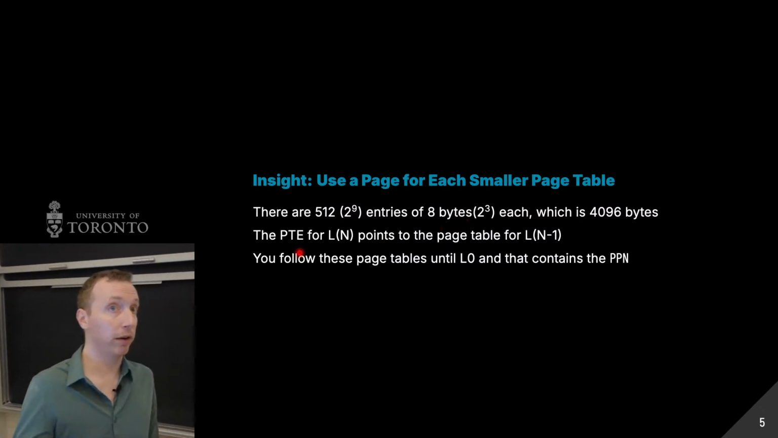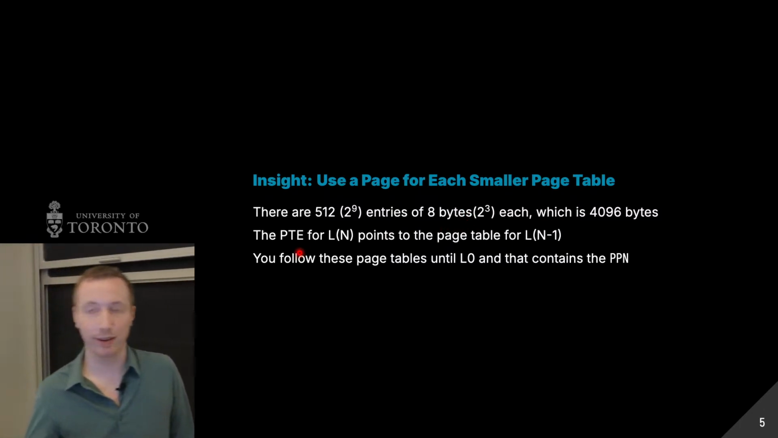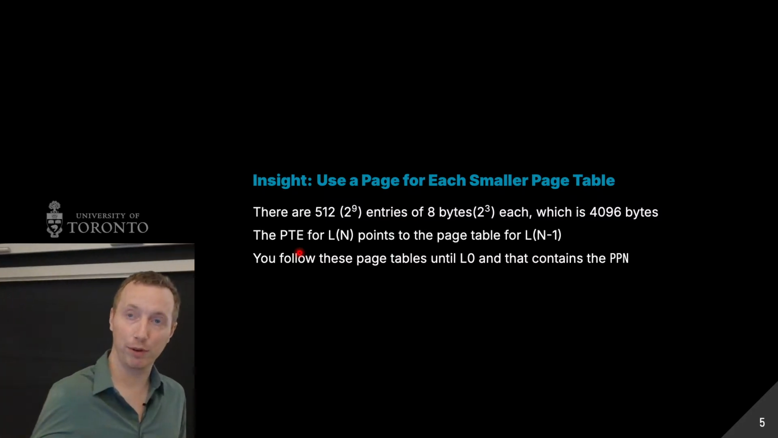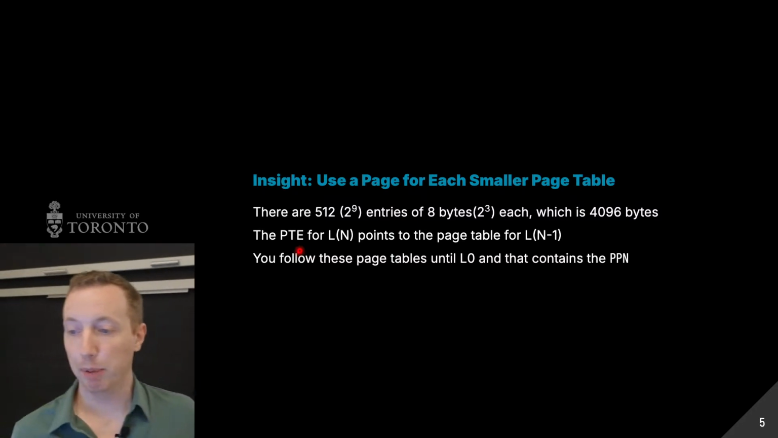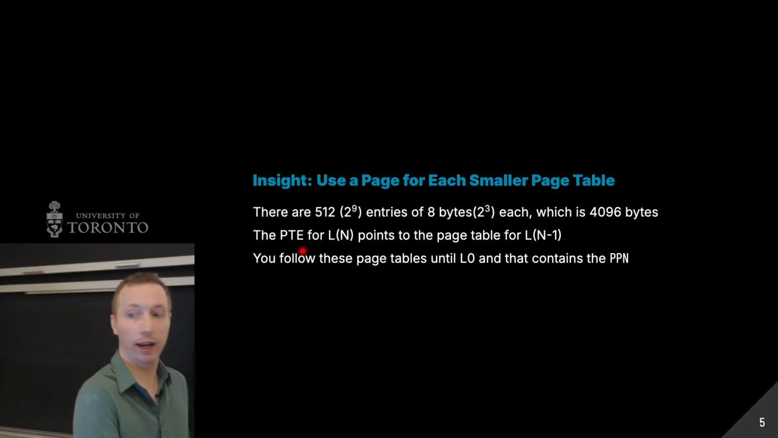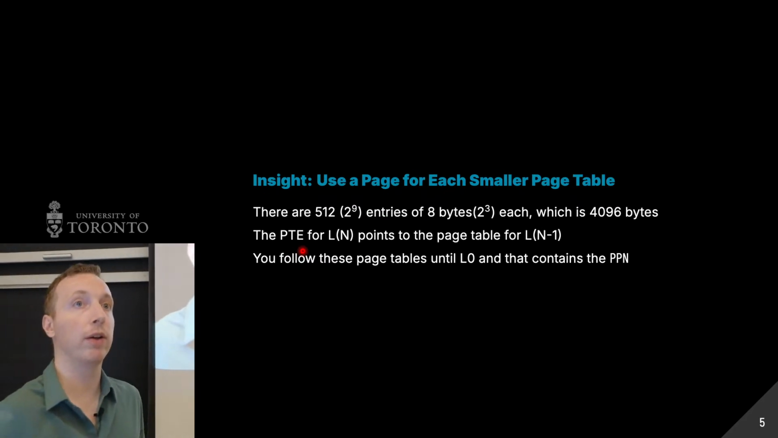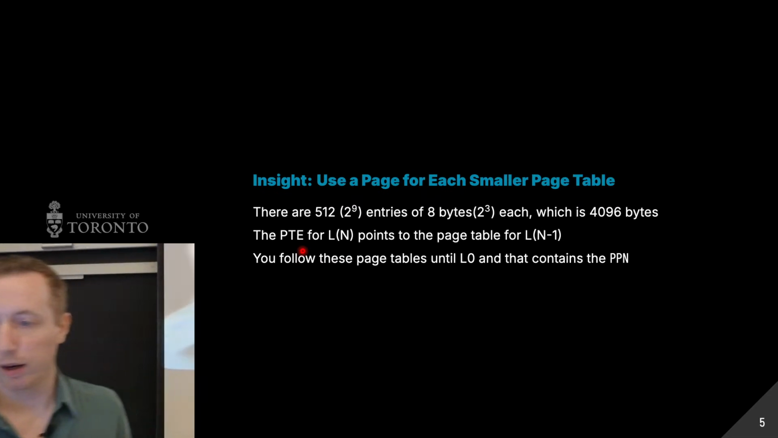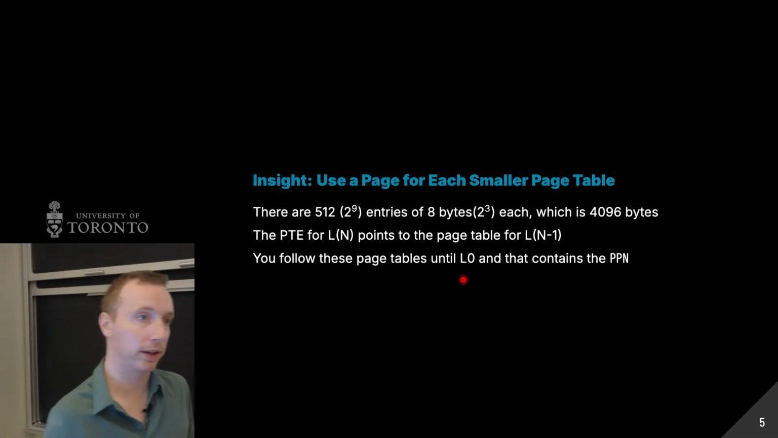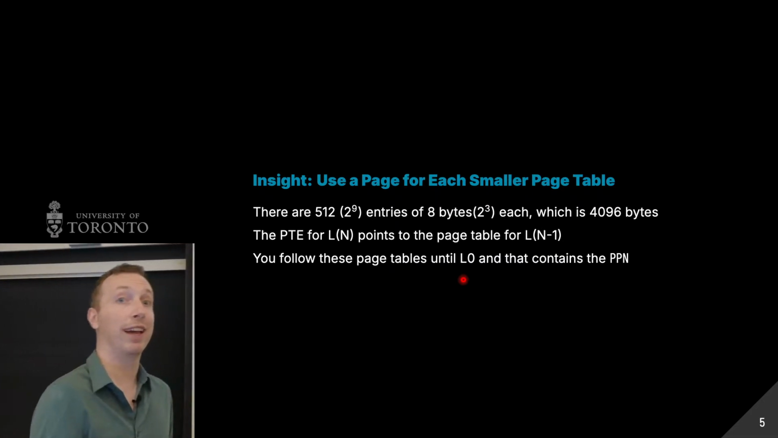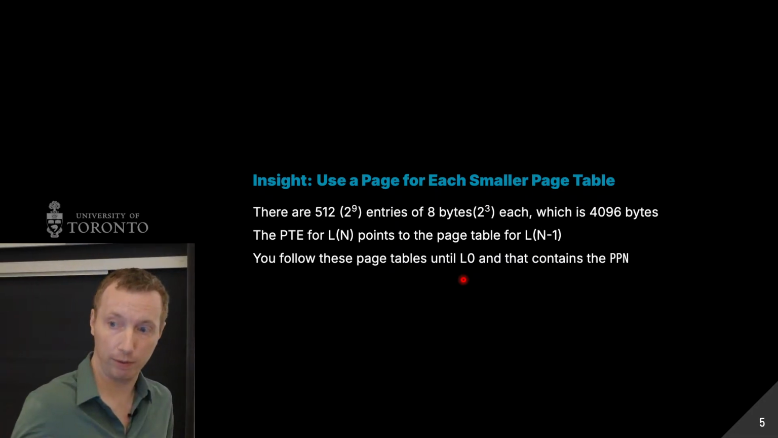And the general way of doing this is, no matter how many levels of page tables I have, the page table entry for L n always points to L n minus 1. Then you follow these as many levels as you need, eventually until you get to L0, which contains the physical page number that you actually wanted to translate this virtual address for.